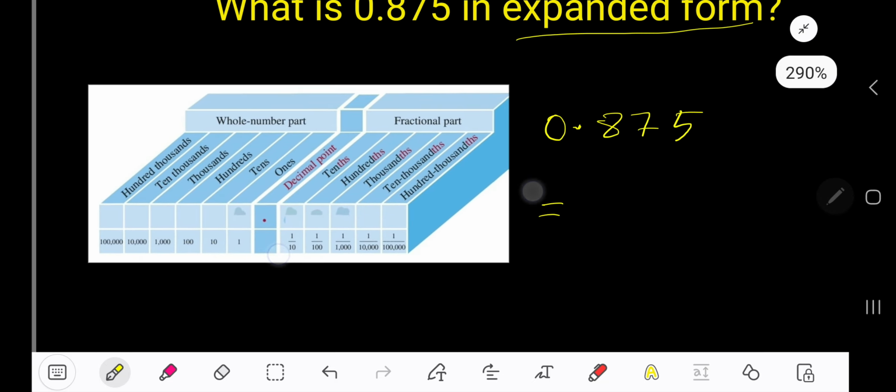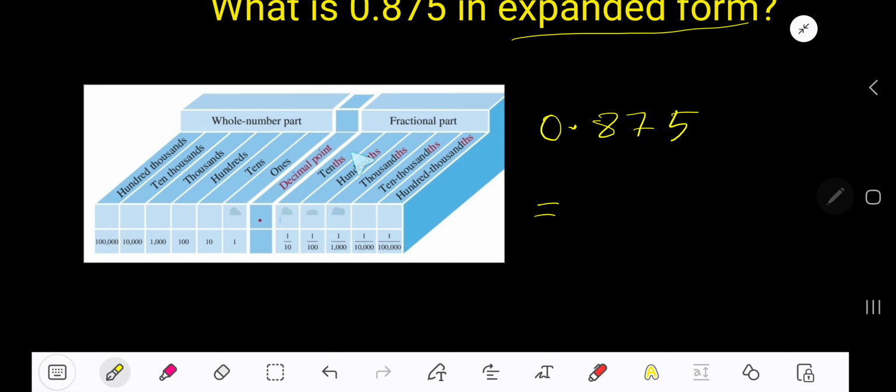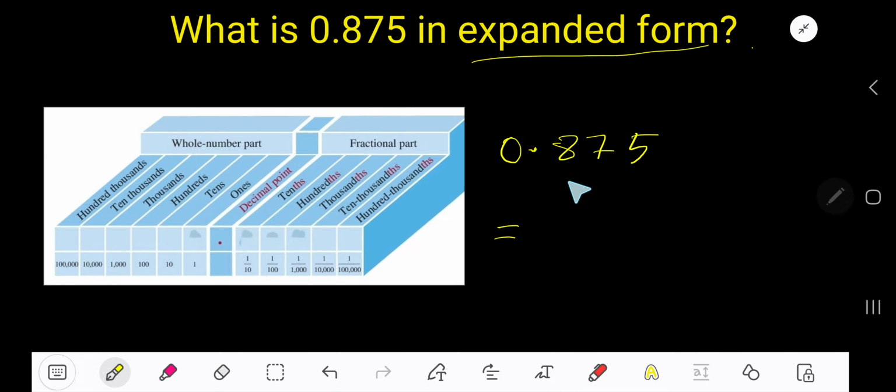Look, after the decimal, the first column is called the tenths column, then the hundredths column, then the thousandths column. But before the decimal, the first column is the ones column, the second column is the tens column, the third column is the hundreds column. So this is in the tenths column. So the place value of 8 will be 8, that is the digit itself times the name of the value of the column, tenths.